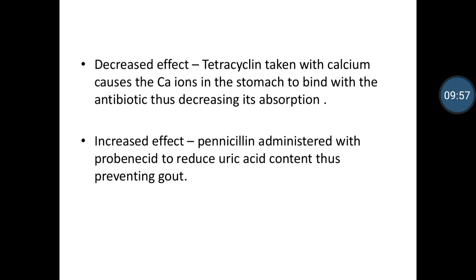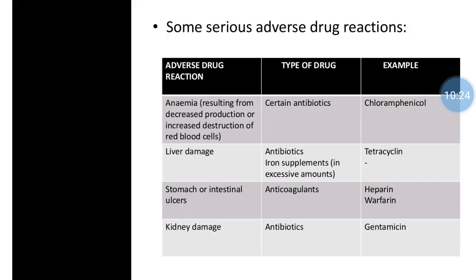It occurs when uric acid is deposited within the joints of the bone, which produces pain in the joint. If uric acid is excreted from the body, you cannot form the pain in the joint, so gout is prevented. That is the beneficial effect of the increased effect of penicillin administered with probenecid. That is a beneficial effect to the body.